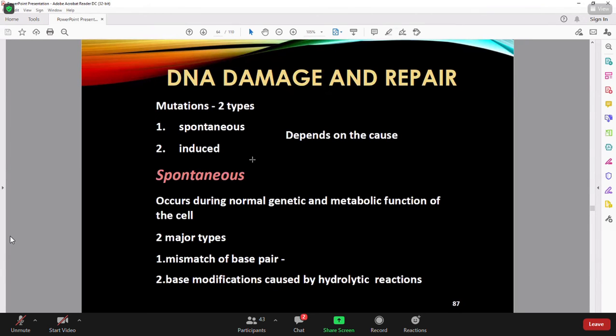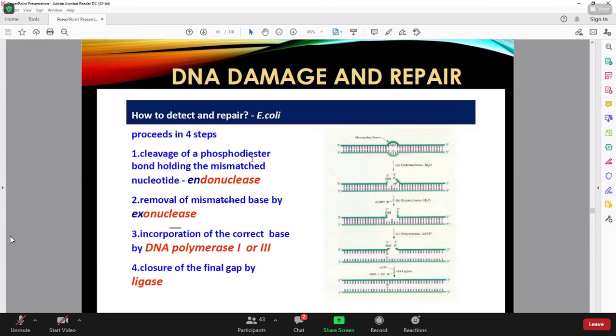There are two types of mutation: either spontaneous or induced mutation. Both mutations can lead to DNA damage. So what are spontaneous mutations? Basically they occur spontaneously in a genetic trait, either as a mismatch of the base pair or base modifications caused by hydrolytic reaction. So it can occur spontaneously. So how do we detect and repair any DNA damage?